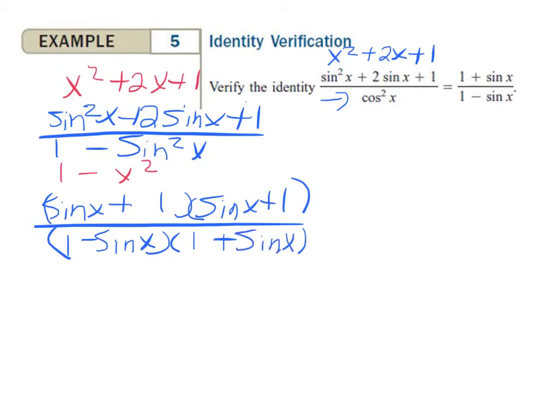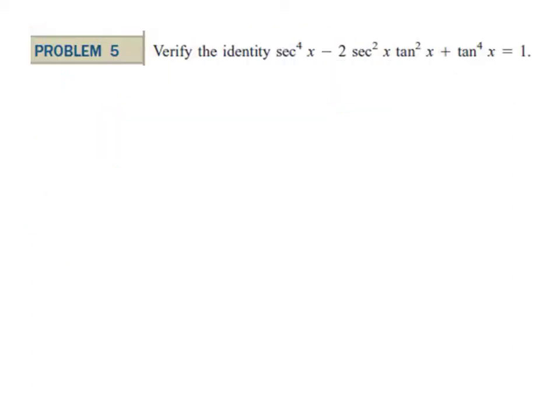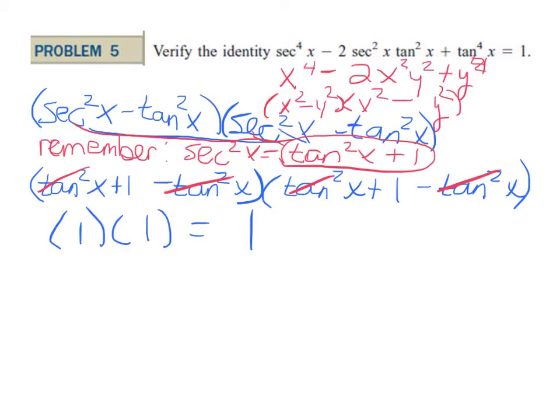So now what you can do, 1 plus sine x and sine x plus 1, that's like saying the same thing, so you can cancel those out because addition is commutative. You can switch it around, and so now we might as well just switch this one around too and make them look the same, and we have our final answer. 1 plus sine x all over 1 minus sine x. Done. All right, it's your turn, so go ahead and pause and I'll solve it out and you can see how you did. Okay, here's the answer.